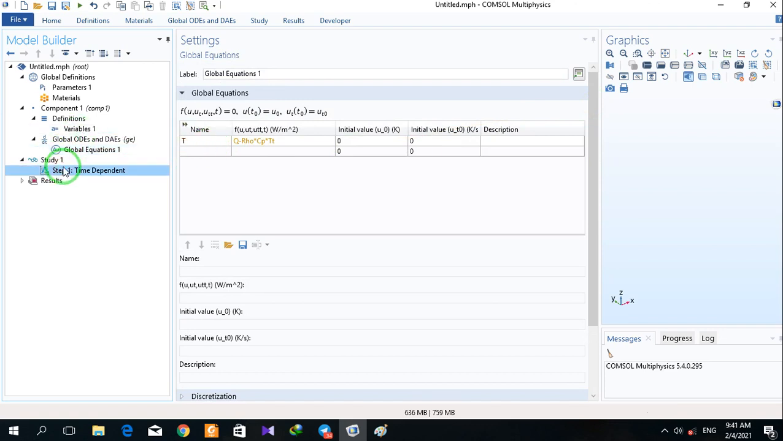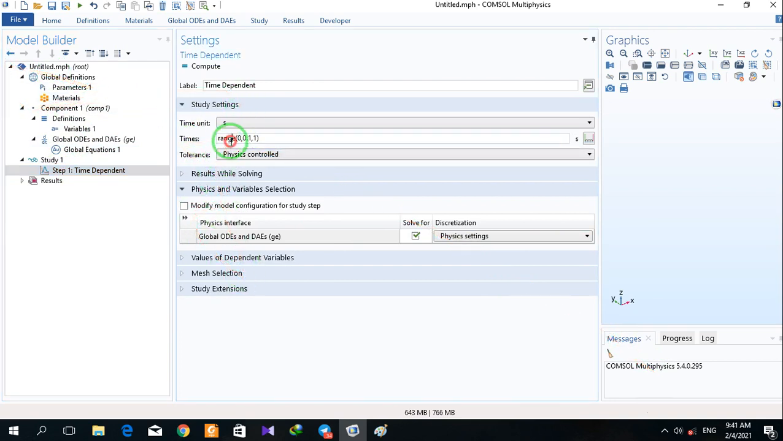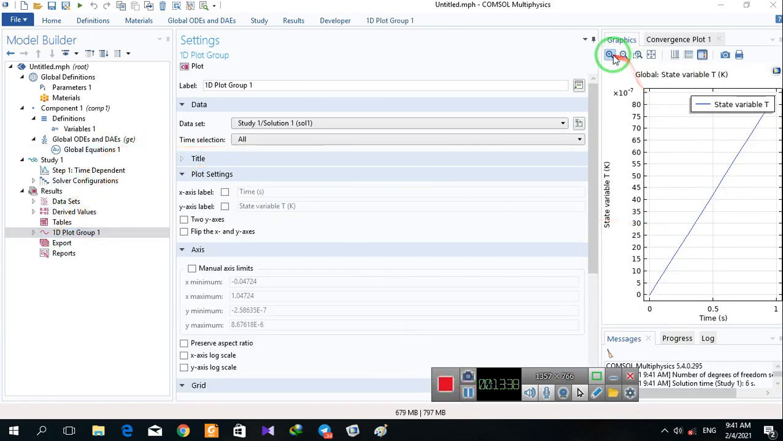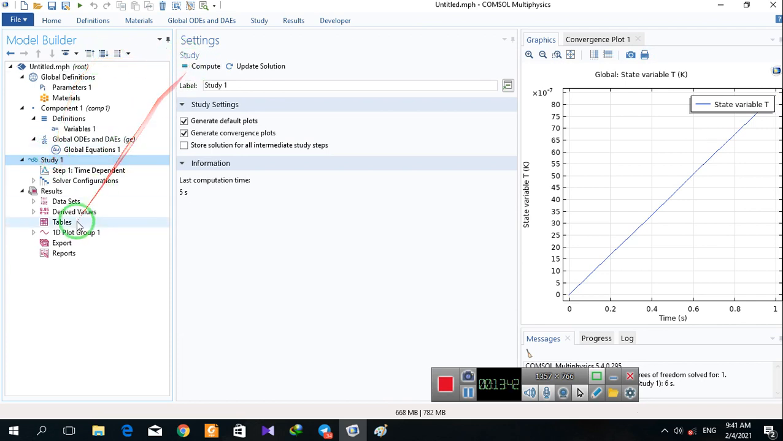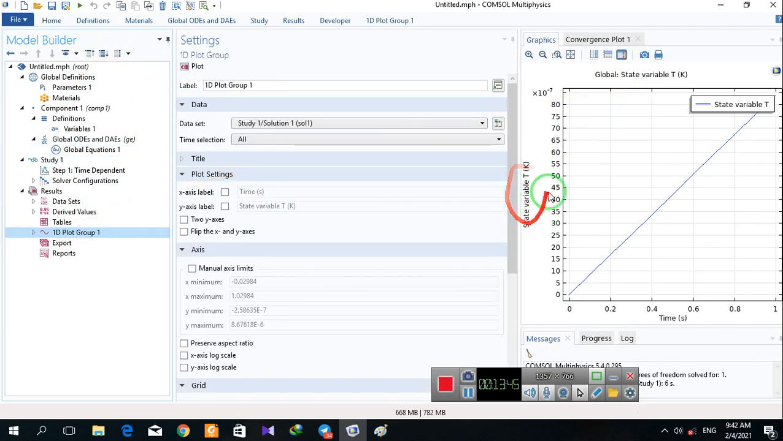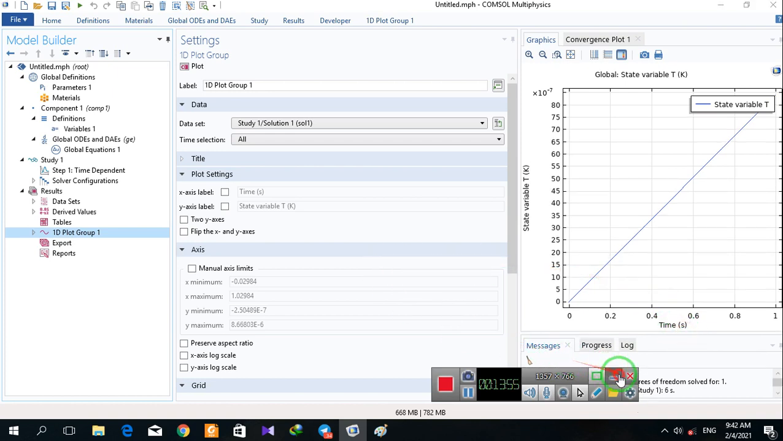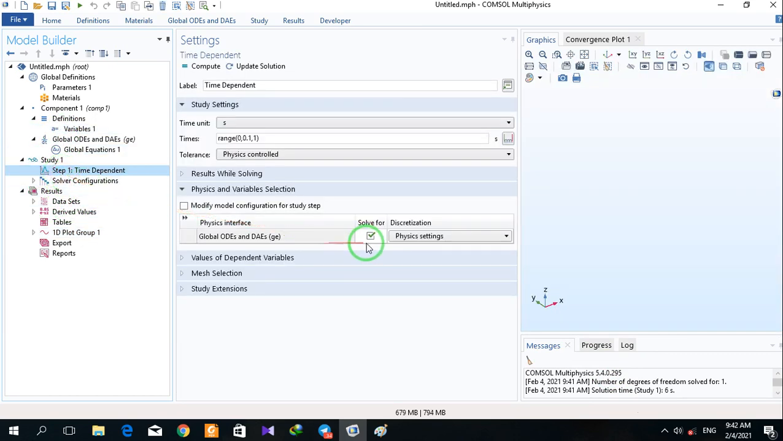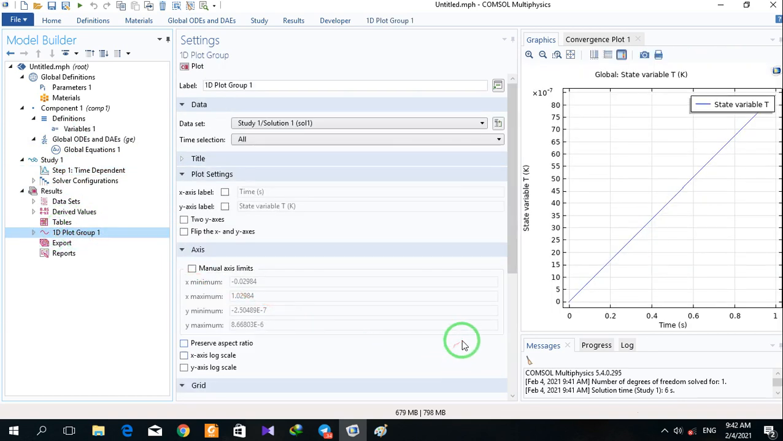For continuing, I must solve my equation. In this section, I choose the range of times that I want my equation to be solved. Okay, after running, if I click on study and compute, I have my result here. It is my dependent variable versus time, my independent variable, and it is the first example. I will introduce you to more complex equations in following videos.